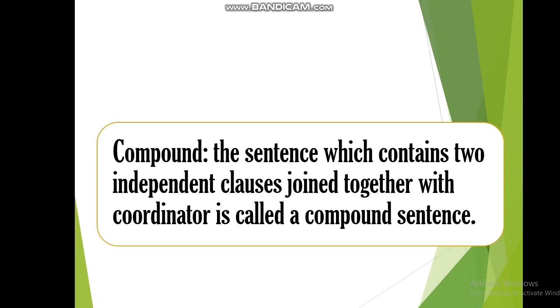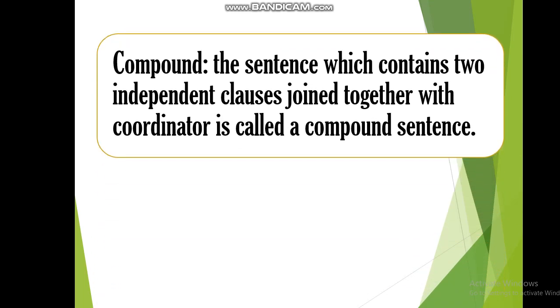Now the compound sentence. This sentence contains two independent clauses joined together with a coordinating conjunction, and is called a compound sentence. You can understand there will be two independent clauses, that means each clause will be independent. There will be no dependency of one clause on another. So this is a compound sentence.